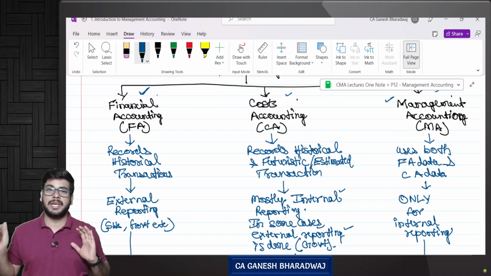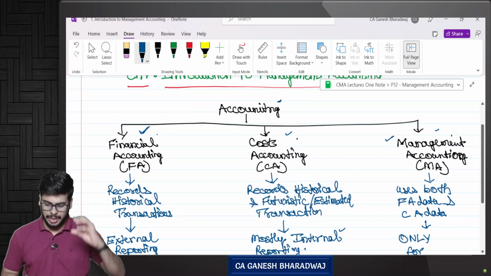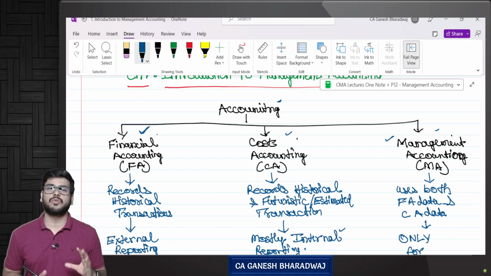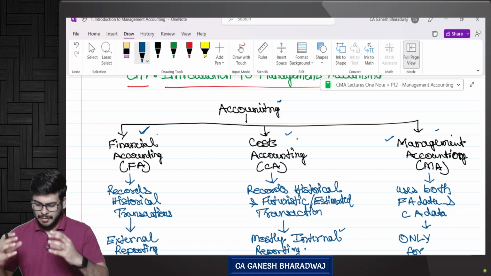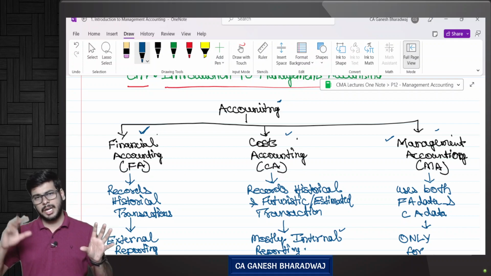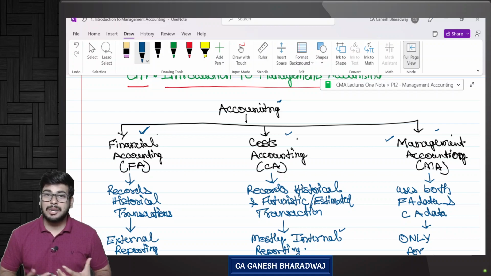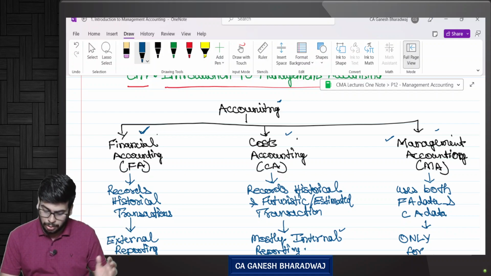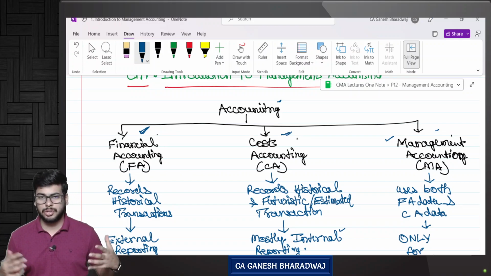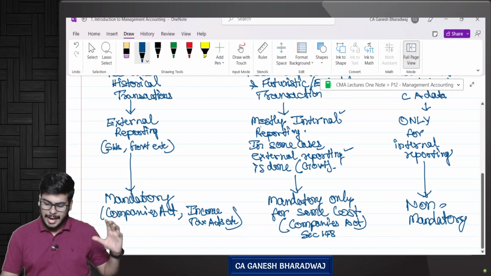First, let us place ourselves where I started. There are multiple branches of accounting: financial accounting, cost accounting, management accounting. Financial accounting deals with historic records, whereas cost accounting deals with historical transactions as well as estimated transactions, whereas management accounting actually uses data that is utilized by both the financial accounting as well as the cost accounting. It is broad in scope. Clear?